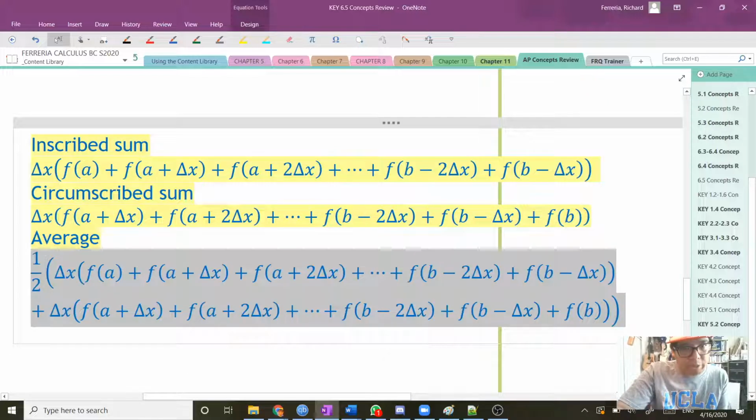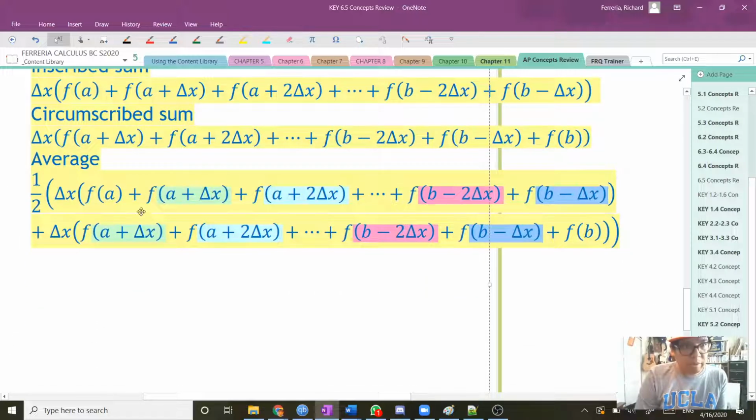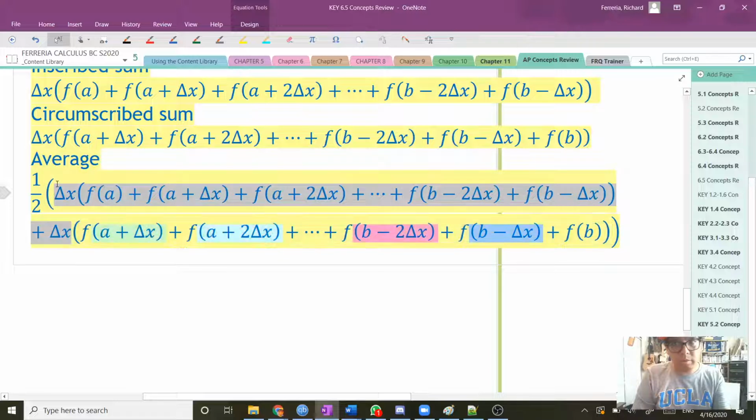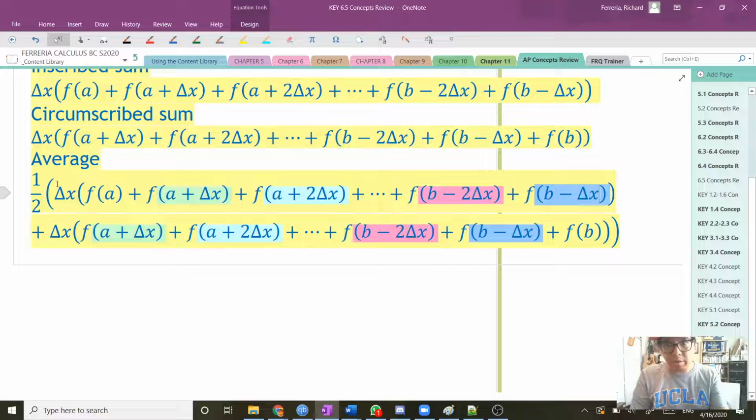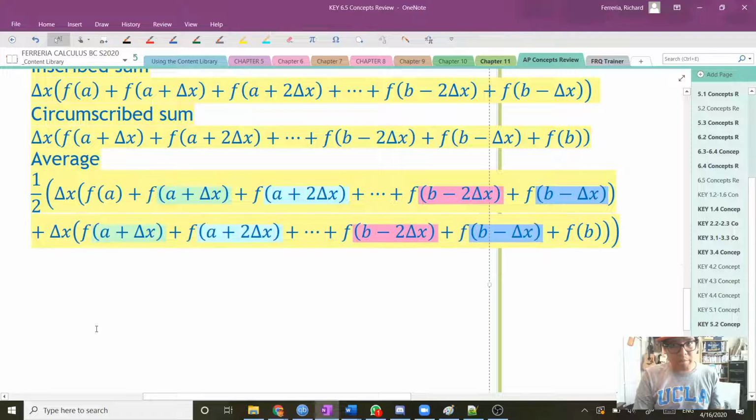Here's our average. We're adding the two together. This part right here is the inscribed sum, and then this part down over here is the circumscribed sum. So we're just adding them together and we're dividing by 2. Now a few things happen as you add these two together. Notice that you can factor out a delta x from both of these, and when you do so, you're just adding every term in here.